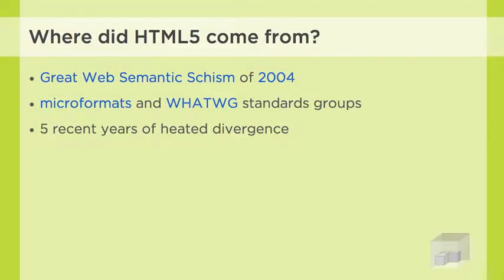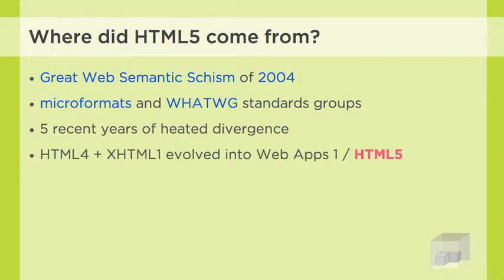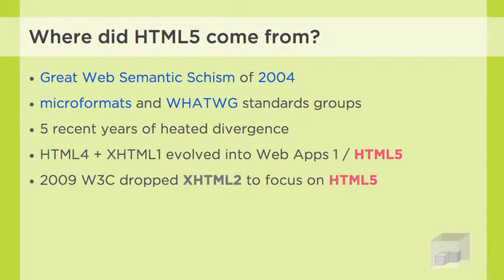So basically for 5 years, we had heated divergence between the directions that the web development and design community was taking with microformats, the direction that the browser makers were taking with the WHAT working group, and the W3C. Finally, in 2008 and finally in 2009, the work started to converge. W3C brought in the WHAT working group work and decided to call it HTML5. So this evolution was really good to see because people could see that, okay, well, at least there's hope for some sort of convergence. In 2009, the W3C finally agreed to stop development on XHTML2 and focus on HTML5.